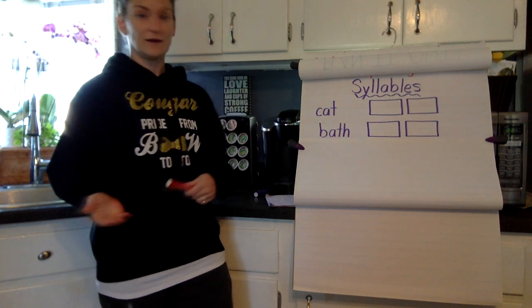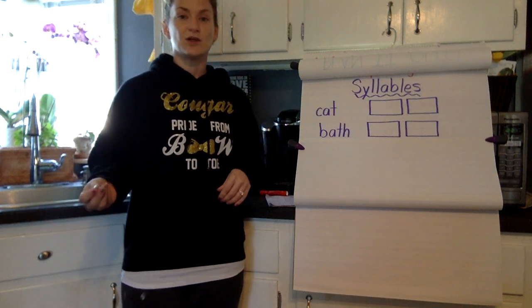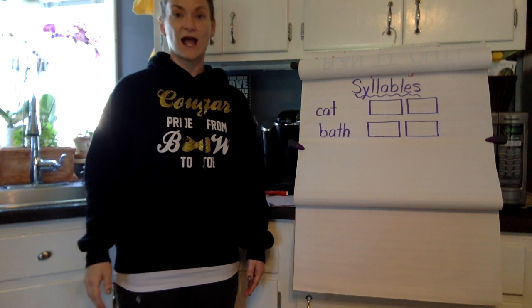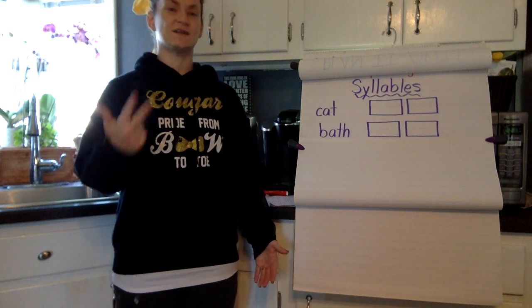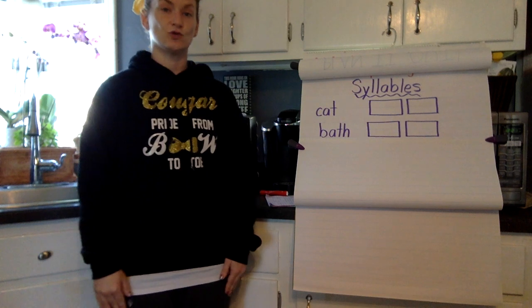Now, if you have forgotten about syllables, I want to do a quick reminder. A syllable is how many parts a word has. And you can count how many syllables a word has by saying the word, and I'm going to go over 3 different ways that you can count the syllables. So the one way you can count syllables is to clap it out.